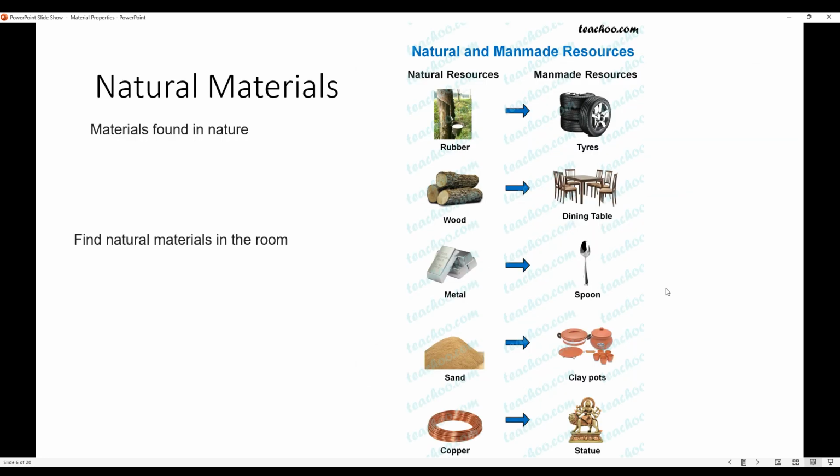Let's look at some natural materials and synthetic materials or man made materials. Natural materials are like wood, metal, sand, and copper. Man made, and when we say man made, it means it's made by humans, like rubber, tables, spoons, clay pots, and statues made of copper.